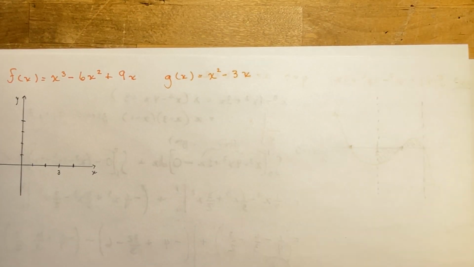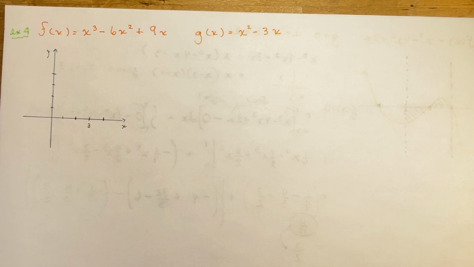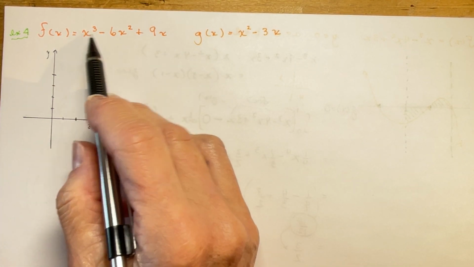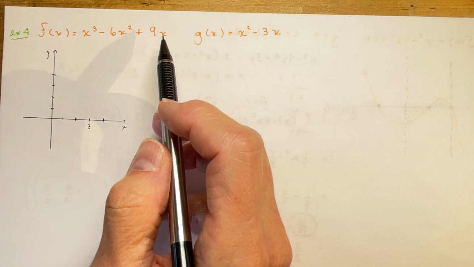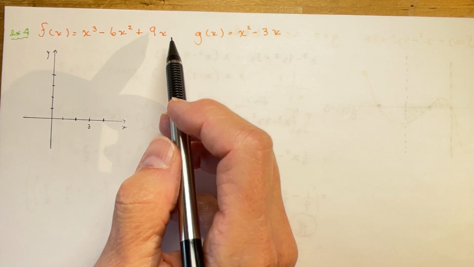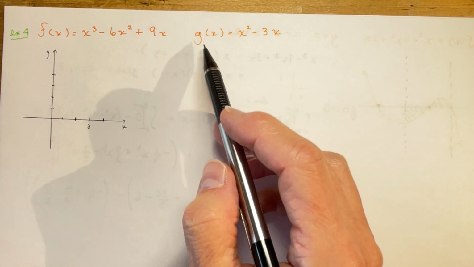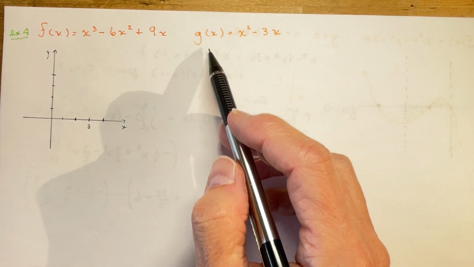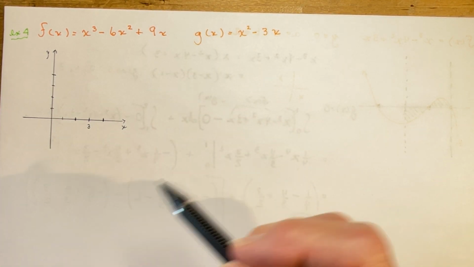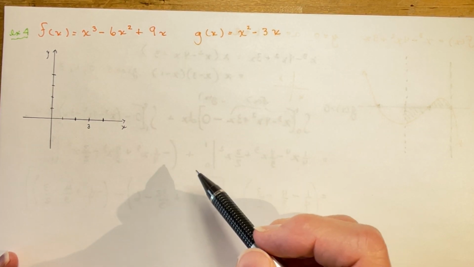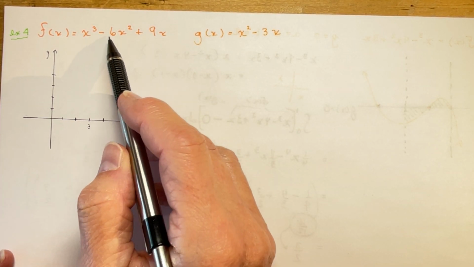Okay, and the last one I'm going to do for you is f of x is x cubed minus 6x squared plus 9x, and g of x is x squared minus 3x. So I need to graph all this, right? Because I'm going to have to find their points of intersection. Where do they cross each other? Do they cross each other more than once? That sort of thing. So let's start by graphing this cubic function.